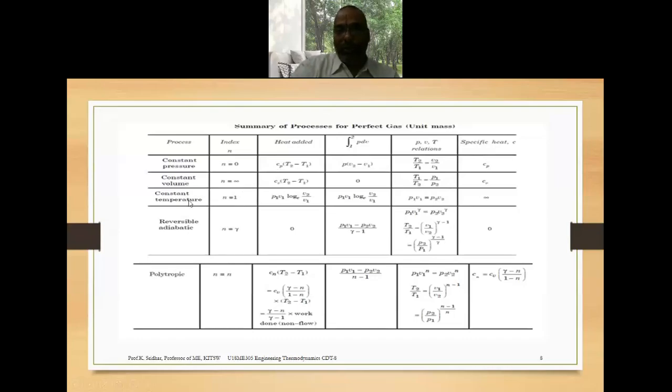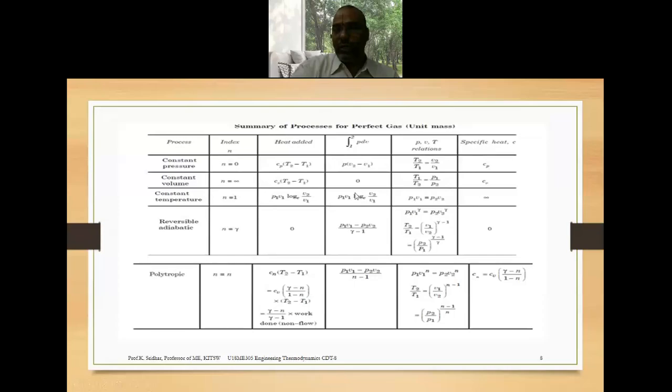Next, going to the third process, which is constant temperature. So PV to the power of n is equivalent to constant. So when n is equivalent to 1, PV is equivalent to constant. So P1 V1 is equivalent to P2 V2 is equivalent to constant. That is the isothermal process or the constant temperature process.